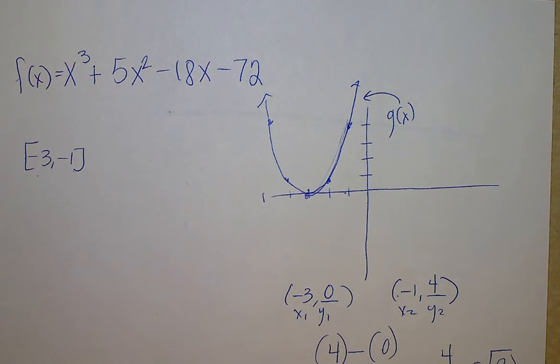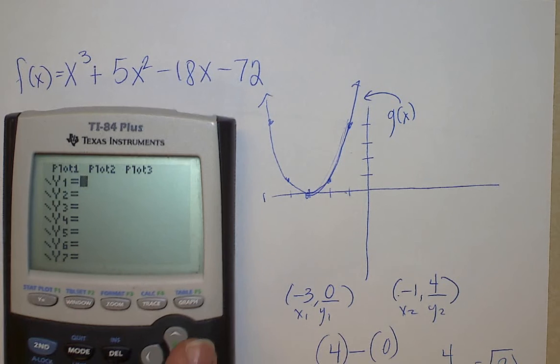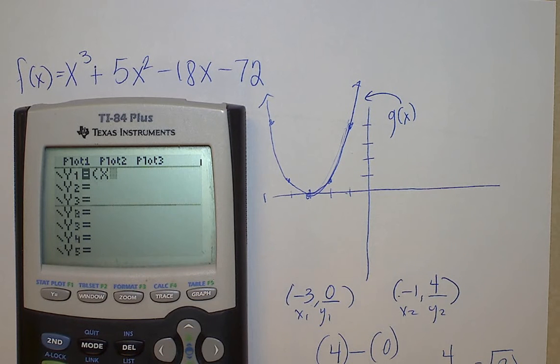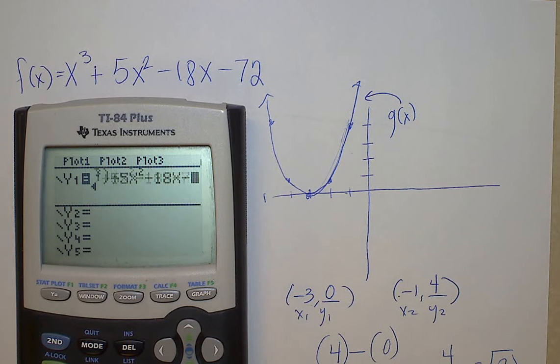So start by plugging this into your calculator. Clear up anything that's already there. So I'm going to do parentheses x to the third, plus 5x squared minus 18x minus 72.